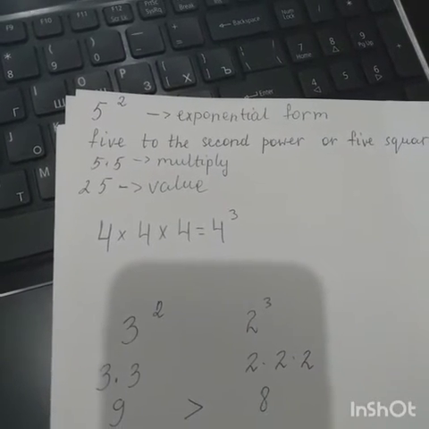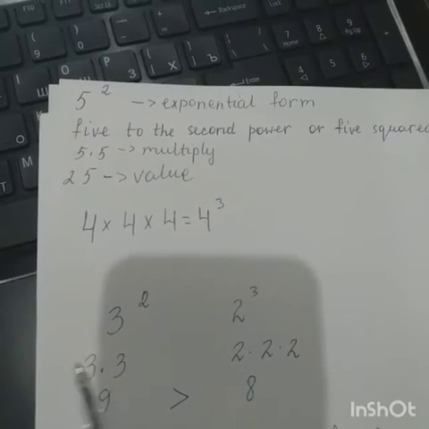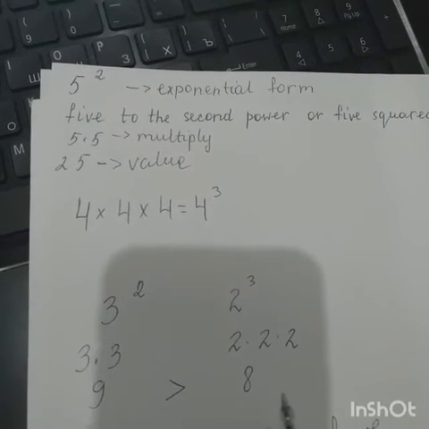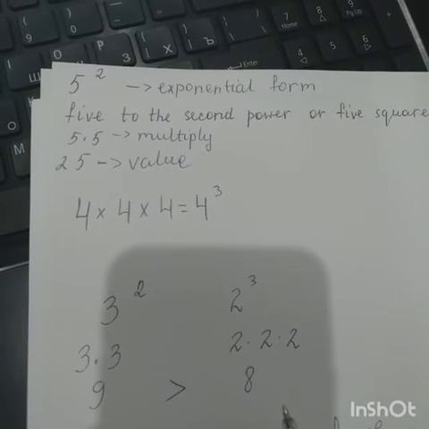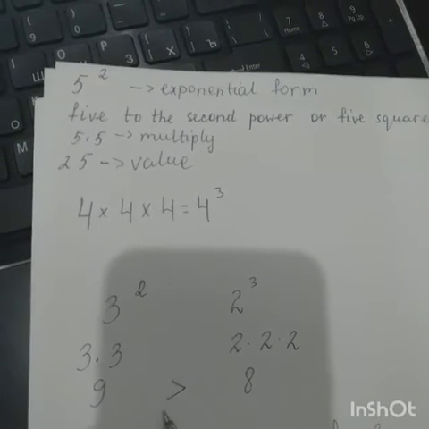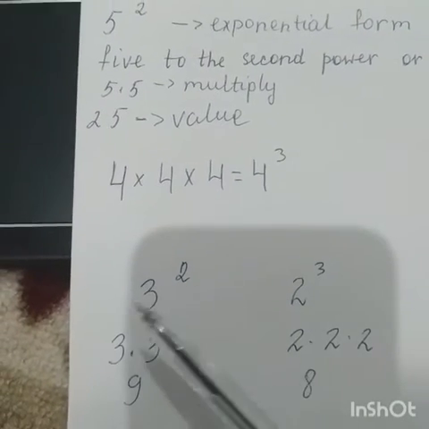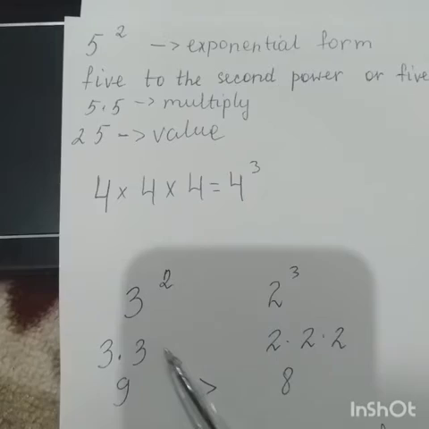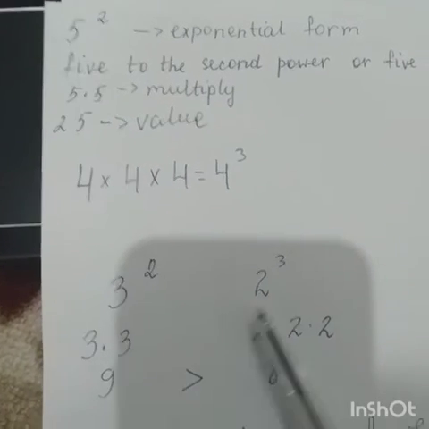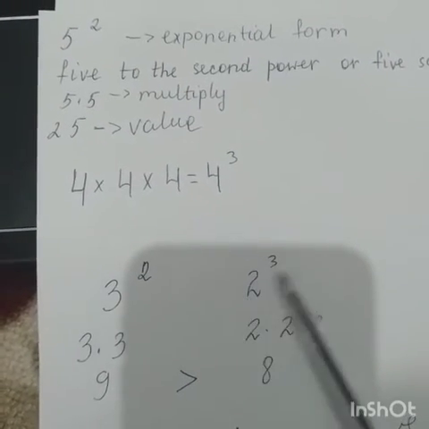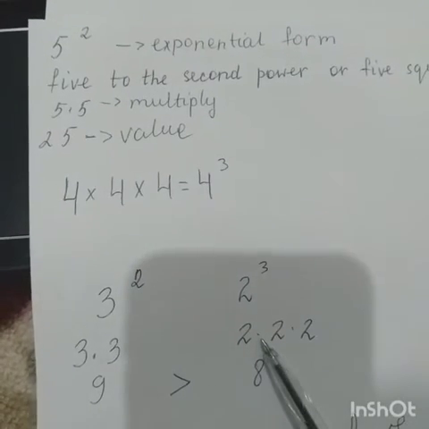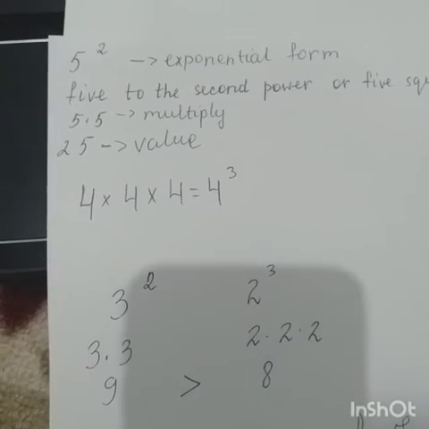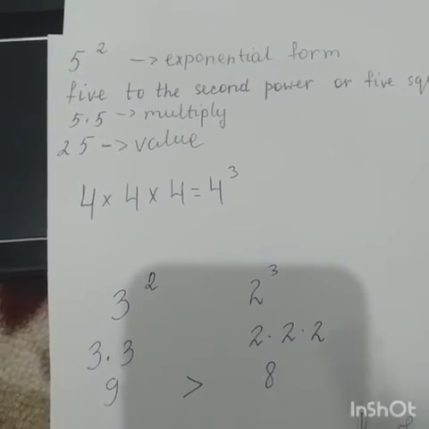First, evaluate the exponents. Second, place the correct sign between the two numbers. That is, 3 squared is equal to 3 times 3 is equal to 9. 2 cubed is equal to 2 times 2 times 2 is equal to 8. 9 is greater than 8.